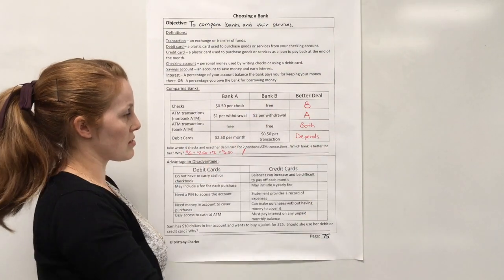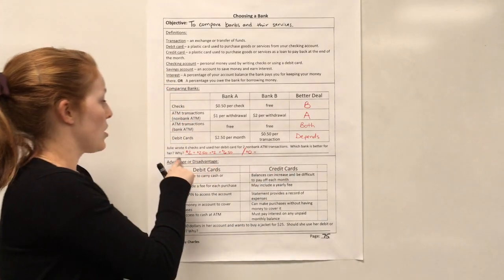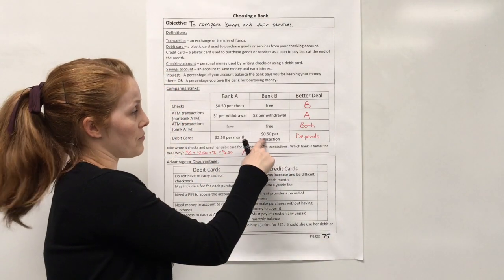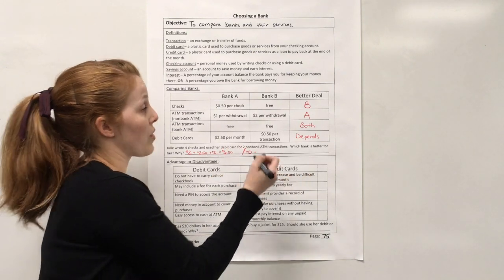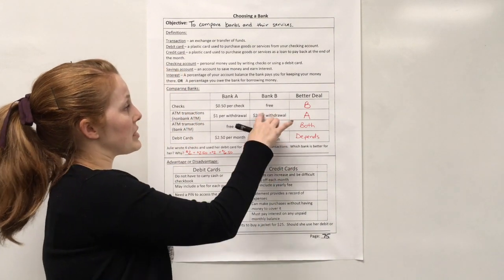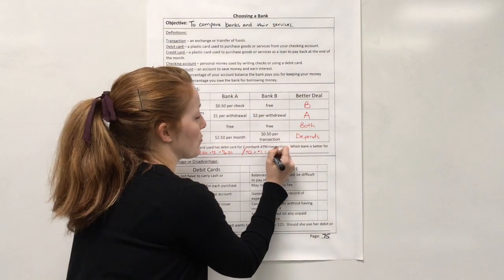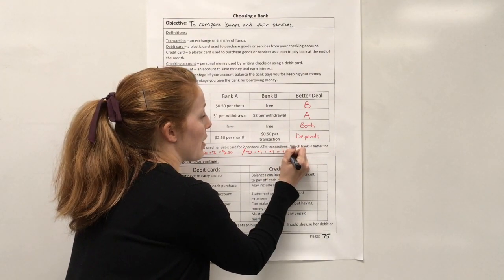4 checks, well that's nothing, yay, so 0. Plus, let's see, it's 50 cents per transaction and she's only says 2 transactions, so that would be $1. And it's 2 non-bank ATMs, which is 2 and another 2, so that's $4. And that is equal to $5.